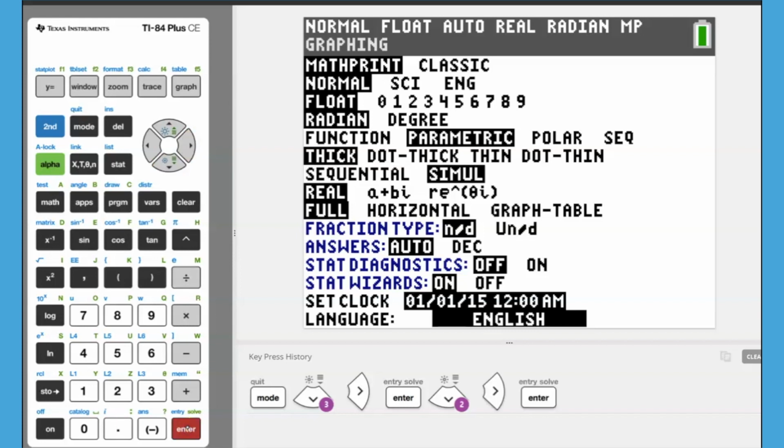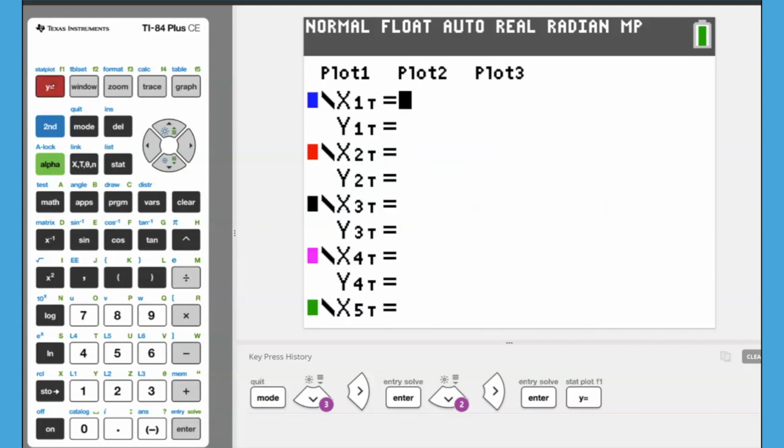So I'm going to have them come in simultaneously. And that just basically is going to have them moving with that t parameter. Okay, so now that we've got our mode changed, we're going to go to y equals, and we're going to put in our parametric equations.